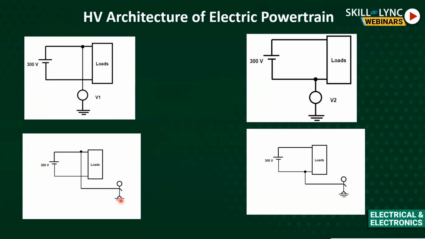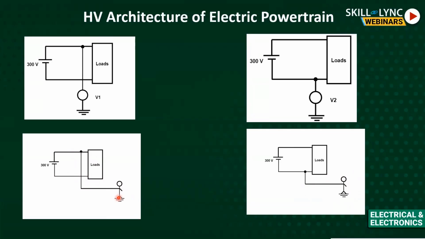But still, if somebody touches the positive of the battery pack while touching the chassis of the automobile, will he get a shock? The current flowing through this person is equal to 300 volts divided by the resistance of the person plus the resistance of the negative to the chassis, because he comes in series with the negative-to-chassis resistance, which will be very high, in megaohms. So the current flowing through this person is in microamps. Similarly, here also the current flowing through the person is in microamps. That's why we use isolated grounded systems. We call it an isolated grounded system.